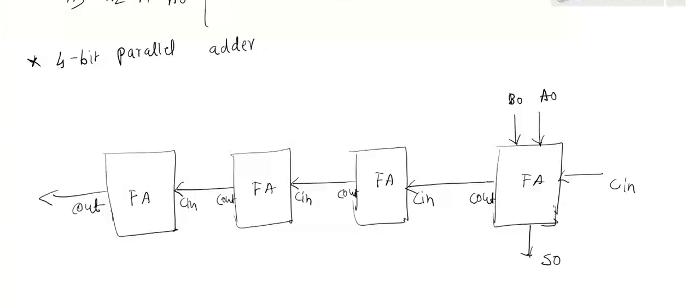Now the A0, B0 as the first bit input we have given to the first full adder. Now the second full adder will consider the next bit, that is A1 and B1.